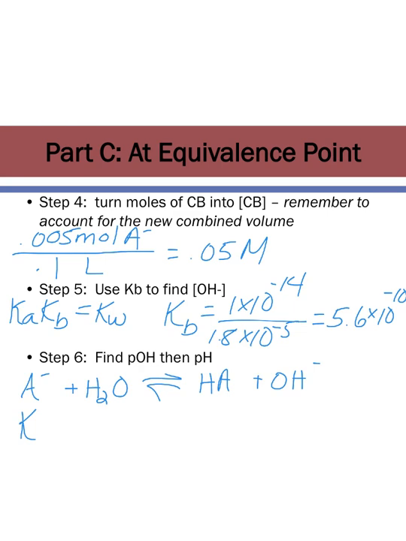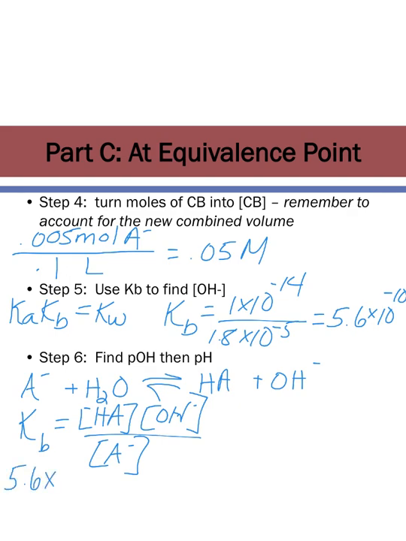Therefore, my Kb expression would be HA times OH minus over the A minus concentration. My Kb value is 5.6 times 10 to the negative 10th. My HA and OH minus would be X squared. A minus would be 0.05. And then I do my math.